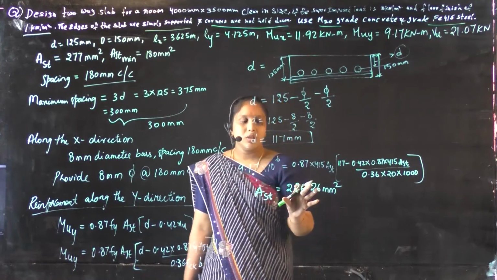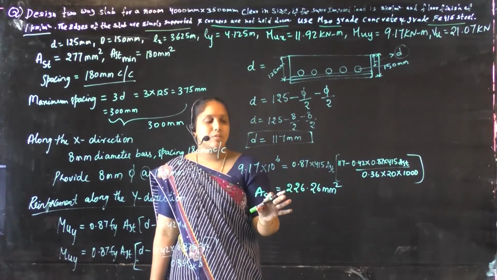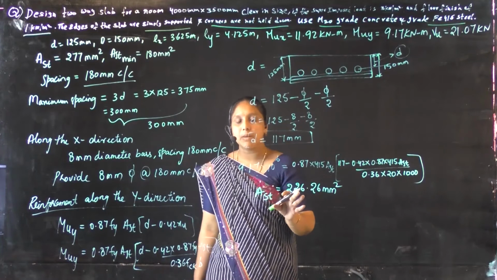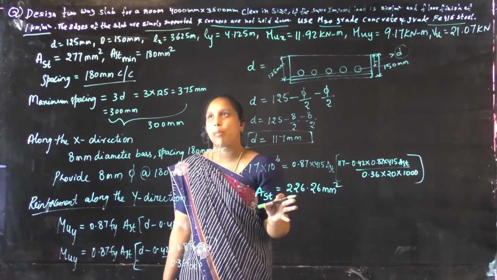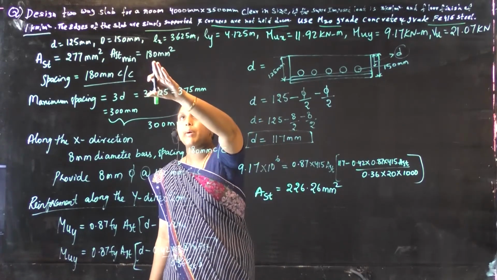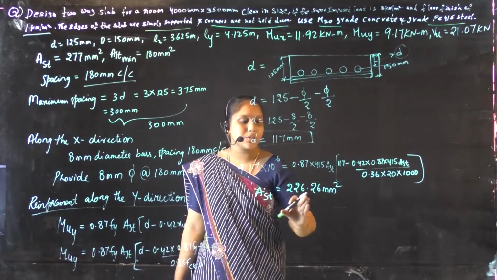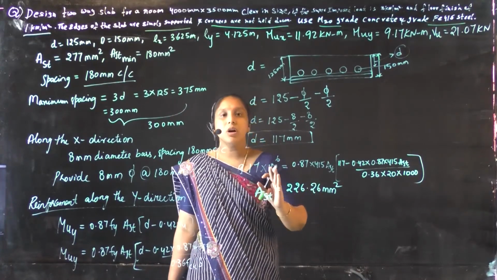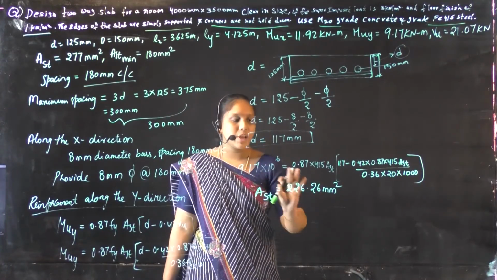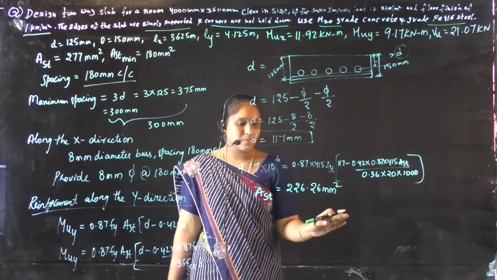Now what we have to check? We have to check for the minimum area of steel to be provided. So what is the minimum area of steel to be provided? It is 180 mm square, and here it is 226 mm square. So more than minimum we have provided, hence it is okay.